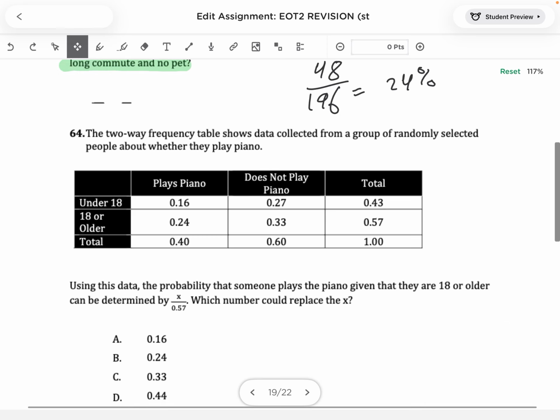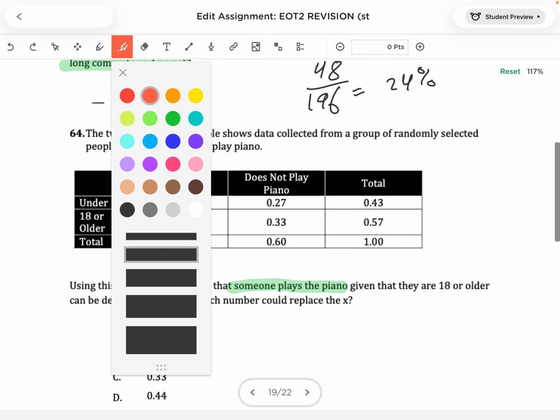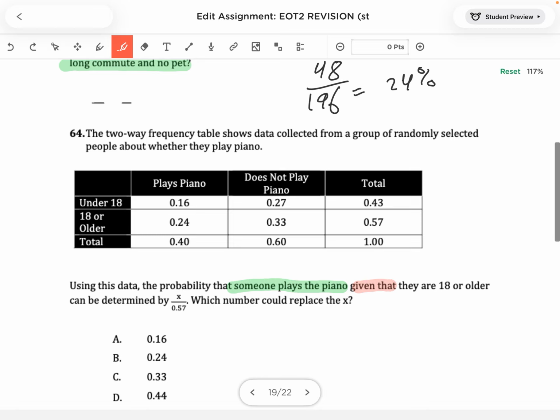Next question. The probability that someone plays piano, given that, so we have a condition here. He's 18 or older. So we do care about 18 or older, which is 0.57. From those people who are 18 or older, how many plays piano? 0.24.